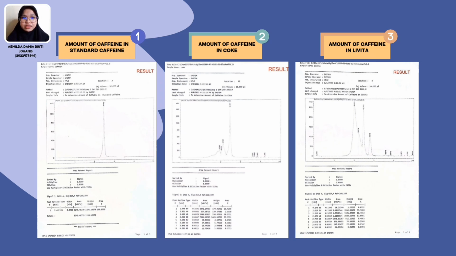So, how to read the peak graph? To interpret the HPLC graph, we focus on 3 main aspects. First is the retention time. This helps confirm if the detected compound is caffeine by comparing it to the standard. Number 2 is peak area, which reflects how much caffeine is present in the sample. And lastly is peak shape. A sharp and symmetrical peak suggests the compound is pure and correctly identified.